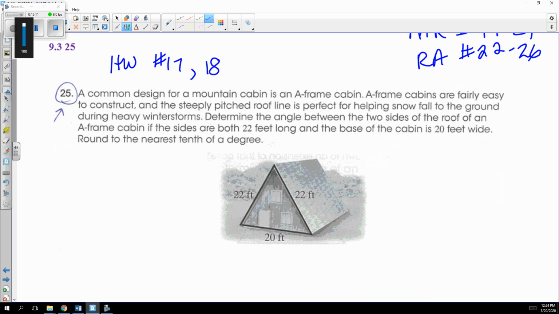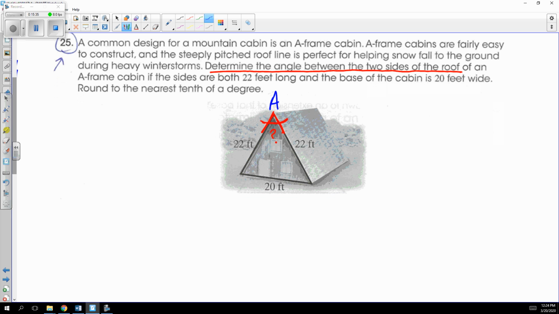When I read this question, and I'm not going to read it to you, I know you can read it, but what I'm looking for is what do they really want me to find? When I get to the third sentence, determine the angle between the two sides of the roof, that tells me that I am looking for this angle right here. So I'm going to call this angle A. If that's the only thing I need to find, I'm going to say cosine A equals b squared plus c squared minus a squared all over 2bc.